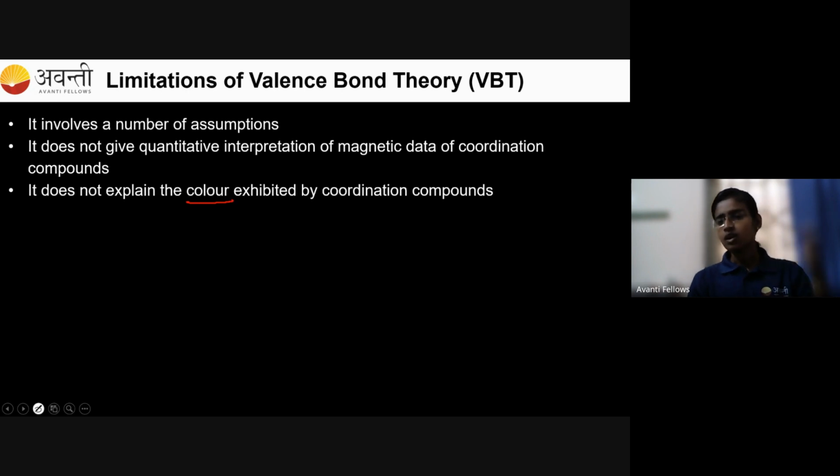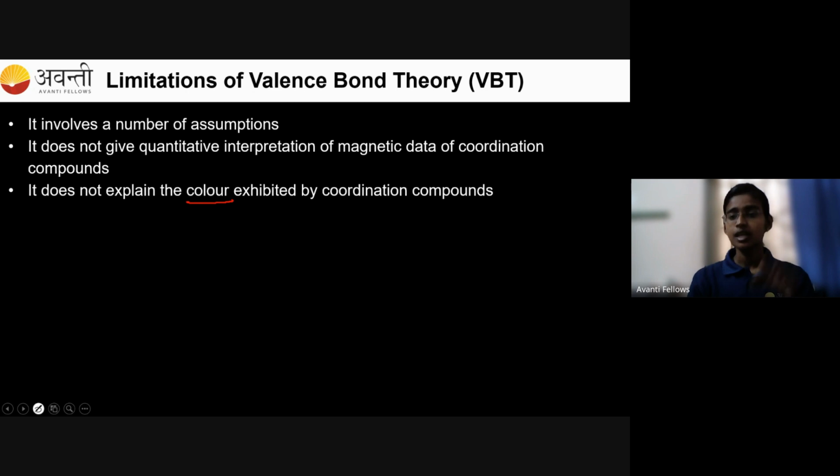So in all the complexes which we have discussed under this valence bond theory, you might have noticed that we have found out the hybridization, the type of the complex, the nature of bonding, the number of unpaired electrons present, and the magnetic moment. All this information we were able to find out, but we did not get the color exhibited by the coordination compounds. Coordination compounds are basically colored in nature, but there is no information about the color.